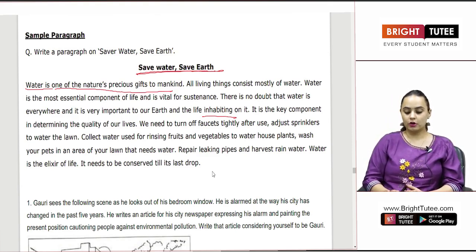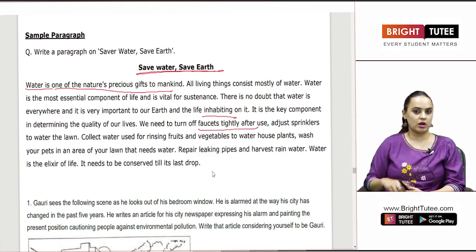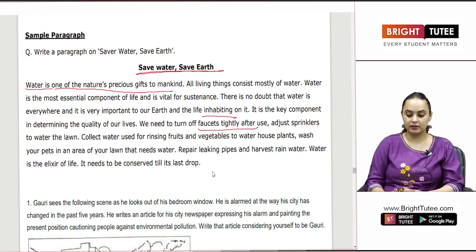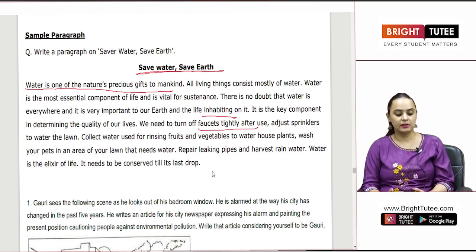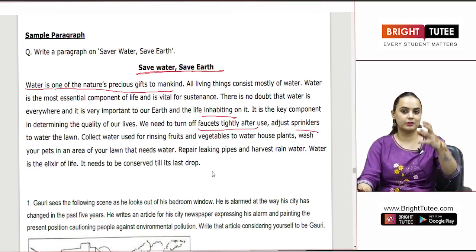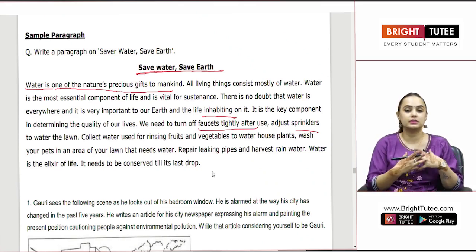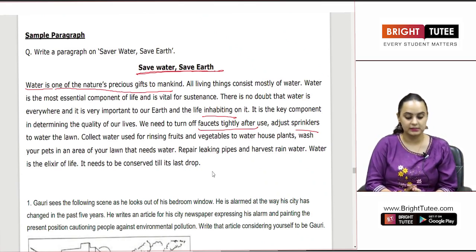We need to turn off faucets tightly after use. Faucets, the showers, the hand sprinklers. Then adjust the sprinklers to water the lawn. Whatever sprinkler you have added should be adjusted in such a manner that there is no water leakage which takes place.